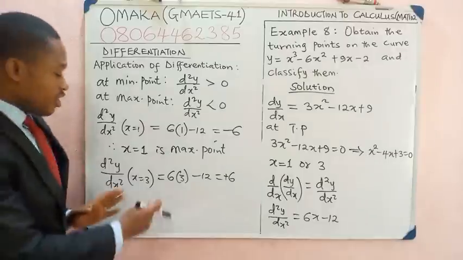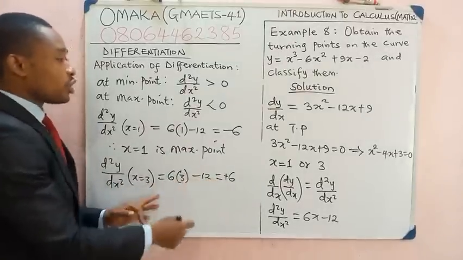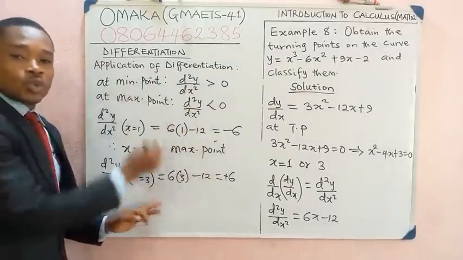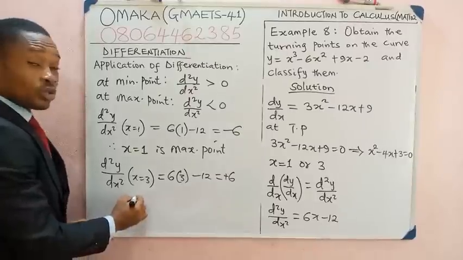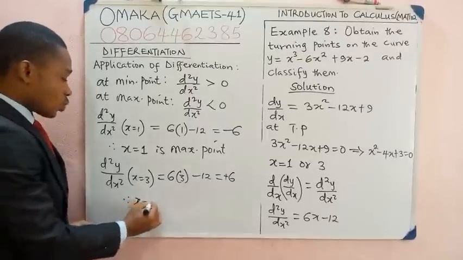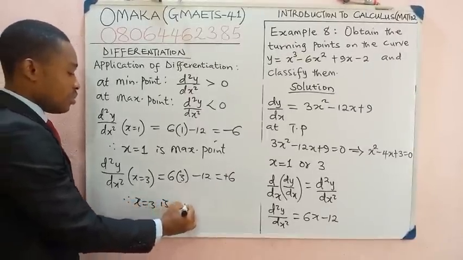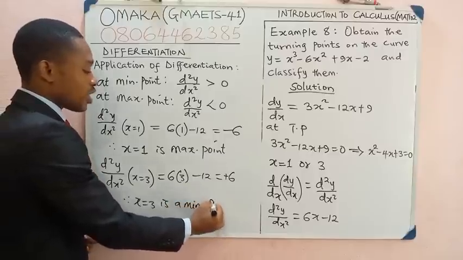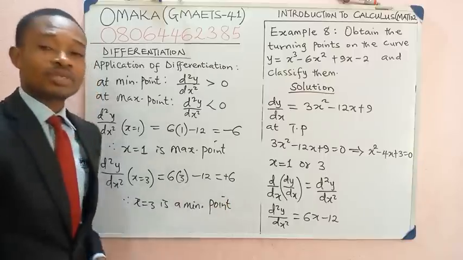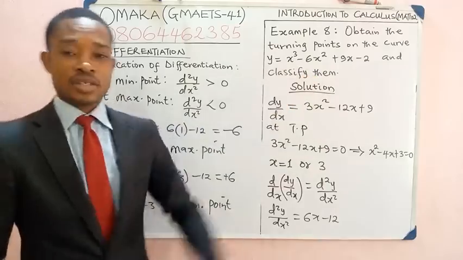And when the second derivative is greater than 0 at the turning point, we say that the turning point is what? A minimum point. So I will write, therefore, x equal to 3 is a minimum point. You've classified this turning point. And your problem is solved for this.